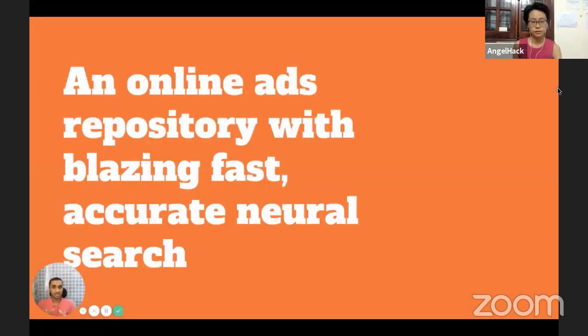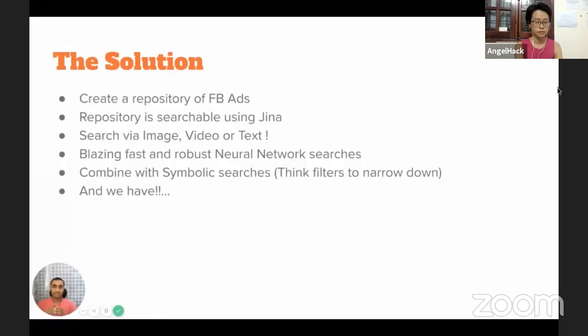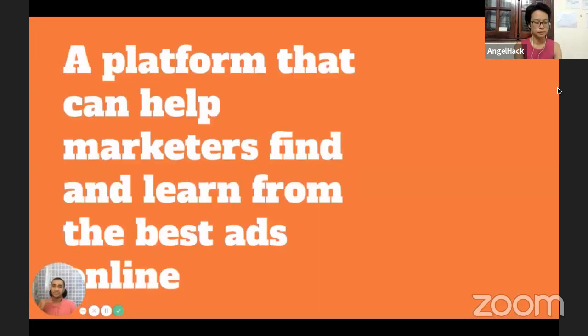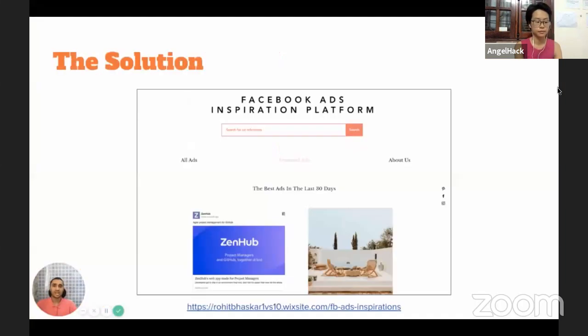So what exactly is the solution? The solution is an online ads repository with a blazing fast, accurate neural search to help marketers. What that means is I created a repository of Facebook ads. The repository is made searchable using Jina, using image search right now and video and text later. The blazing fast, robust neural network search combined with some symbolic searches like filters gives us a platform that can help marketers find and learn from the best ads online. The solution is already live and I'll be showing you the demo right now.